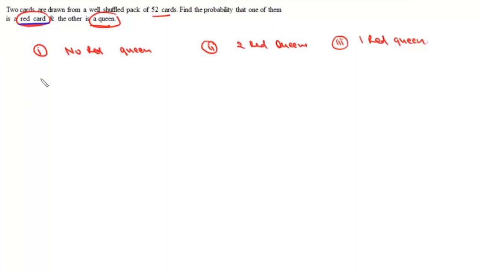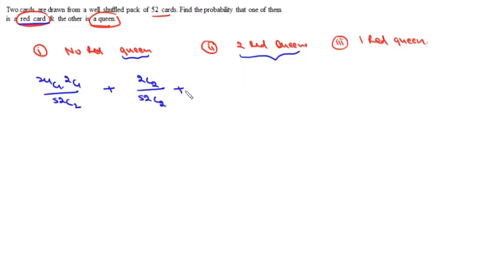Now if there is no red queen, that means we should have one red card out of 24 remaining red cards. So it will be 24C1, and then one queen which is not a red queen, and there will be 2C1, out of 52C2. Now plus. Now the second case is when both the cards are red and queen. So there will be simply 2C2 upon 52C2.